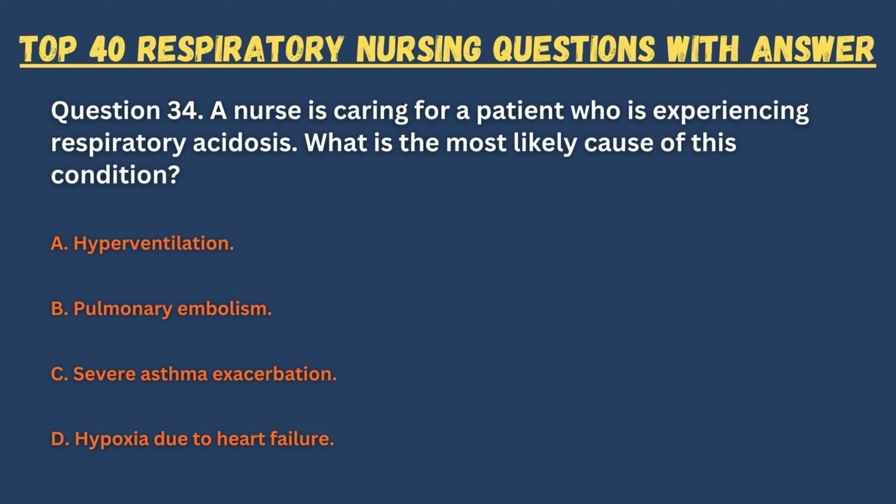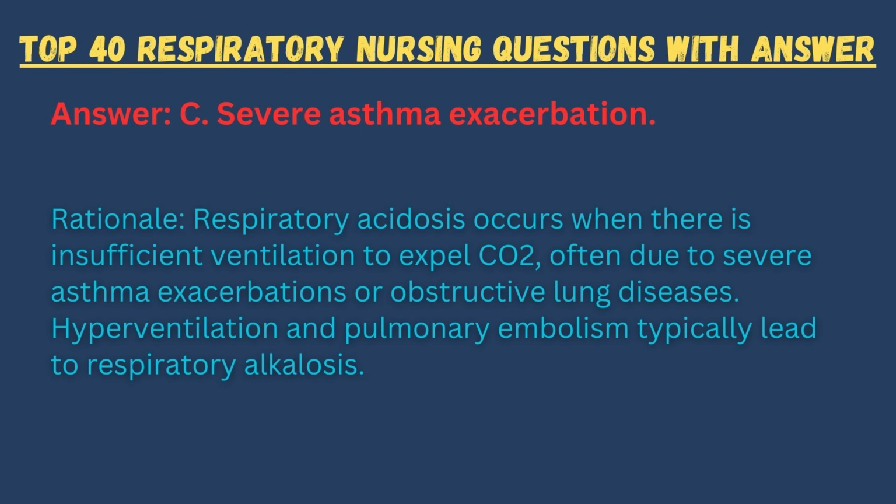Question 34. A nurse is caring for a patient who is experiencing respiratory acidosis. What is the most likely cause of this condition? A. Hyperventilation. B. Pulmonary embolism. C. Severe asthma exacerbation. D. Hypoxia due to heart failure. Answer: C. Severe asthma exacerbation.